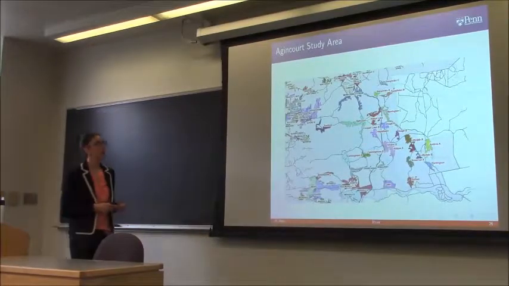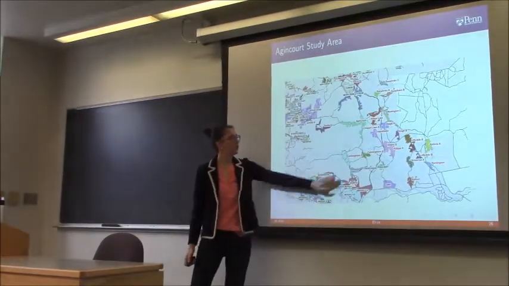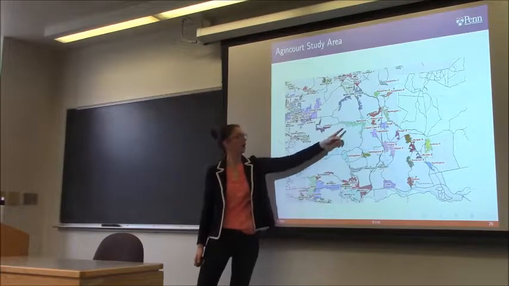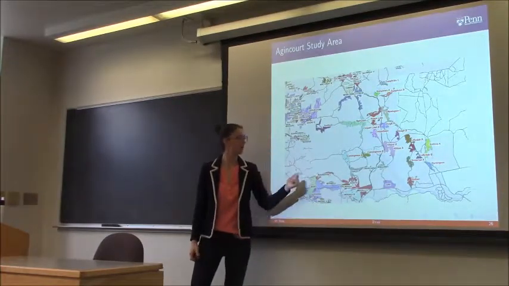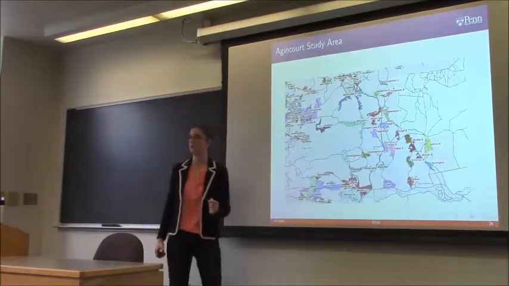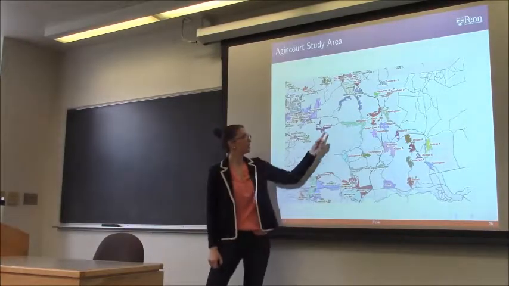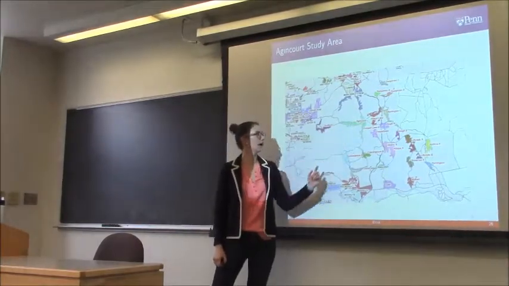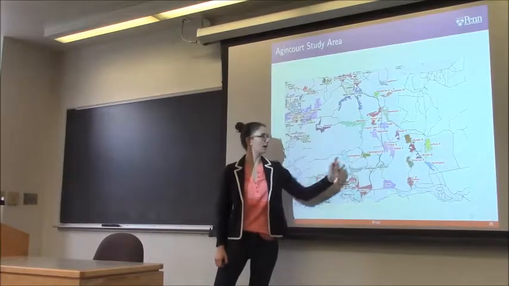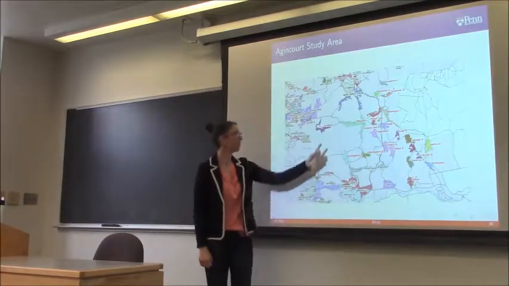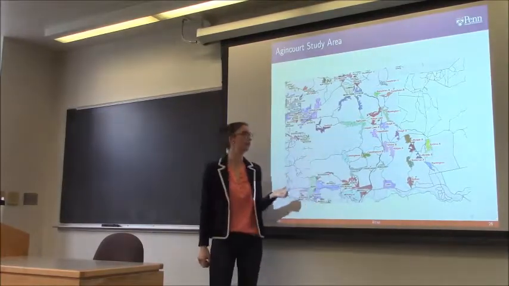So this is our map of the Agincourt study area. All of the villages that have red names rather than black names are ones that fall into the HDSS site. So you can see that there are very distinct boundaries for each of the villages, which are highlighted in different colors, and they don't necessarily connect to one another.